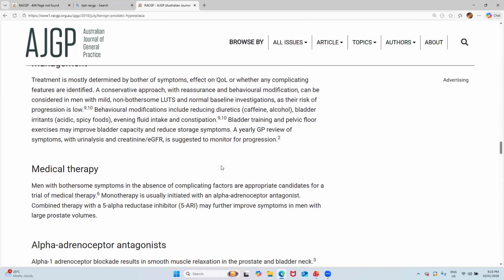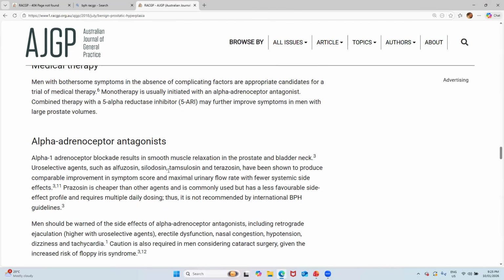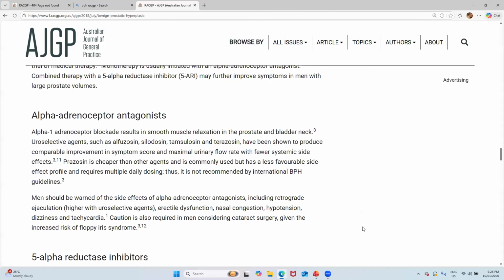Management, medical therapy. It's an alpha adrenoreceptor antagonist, combined with a 5-alpha reductase inhibitor if there is no improvement in symptoms from the alpha adrenoreceptor antagonist. So tamsulosin, sildenafil, terazosin. Tamsulosin is the most commonly used. Terazosin is cheaper, they're commonly effective, but patients should be warned about the side effects before starting, but tamsulosin is very short acting and has fewer side effects.